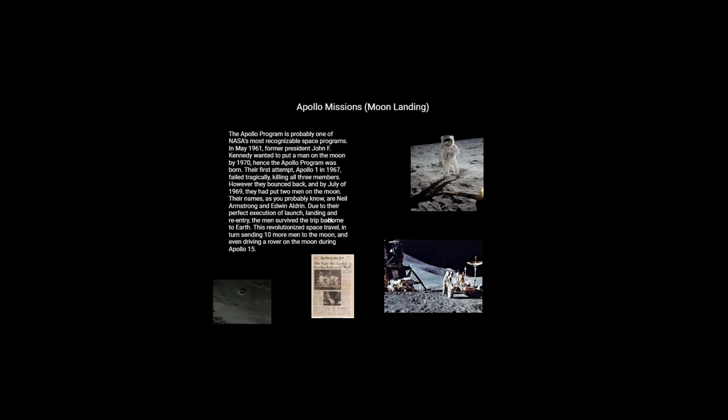Their first attempt, Apollo 1 in 1967, failed tragically, killing all 3 members. However, within almost 2 years, they bounced back, and by the end of July in 1969, they had put 2 men on the Moon. Their names, you probably know, are Neil Armstrong and Edwin Aldrin. Due to their perfect execution of launch, landing, and re-entry, the men survived the trip back home to Earth. This revolutionized space travel, in turn sending 10 more men to the Moon and even driving a rover on the Moon during Apollo 15.